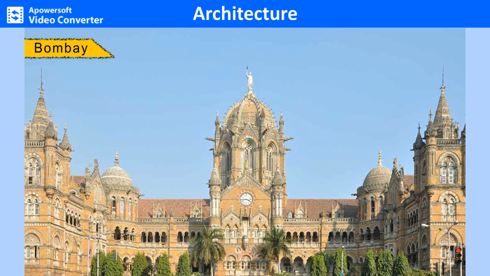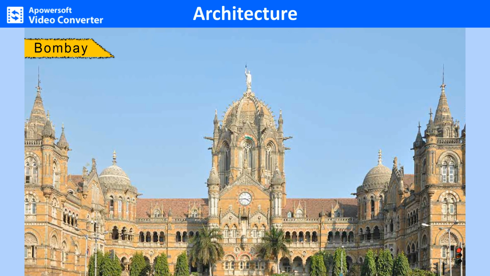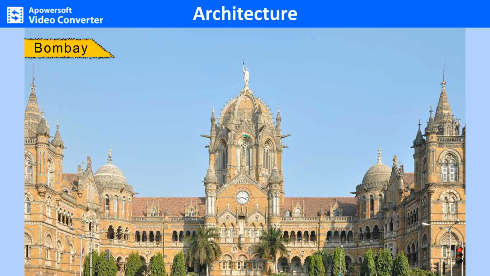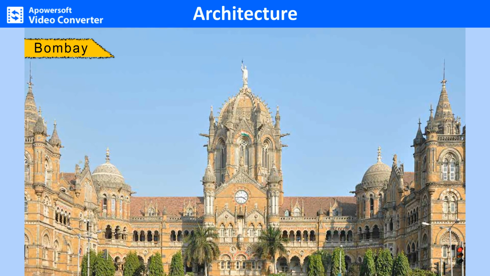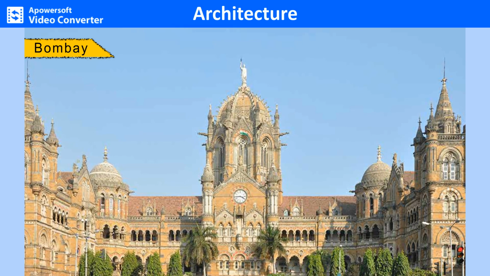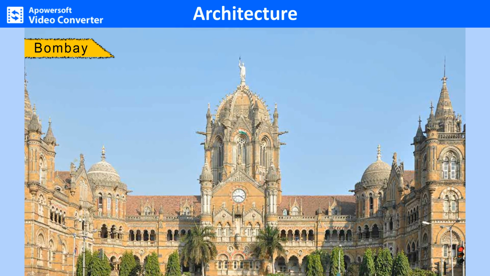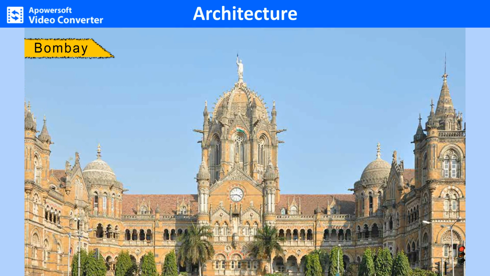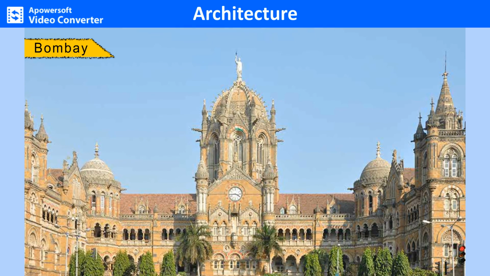The Victoria Terminus in Bombay, now called the Chhatrapati Shivaji Terminus, built in 1888, was named after Queen Victoria. It was designed by a famous British architect, F. W. Stevens. It was recognized as a UNESCO World Heritage Site in 2004.